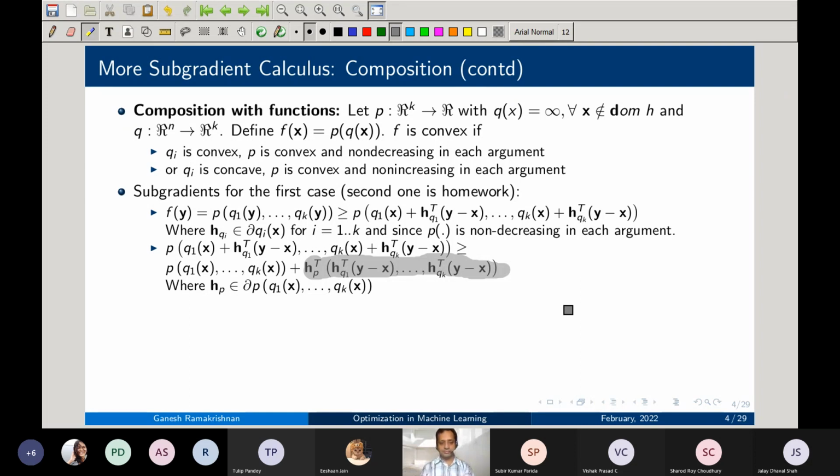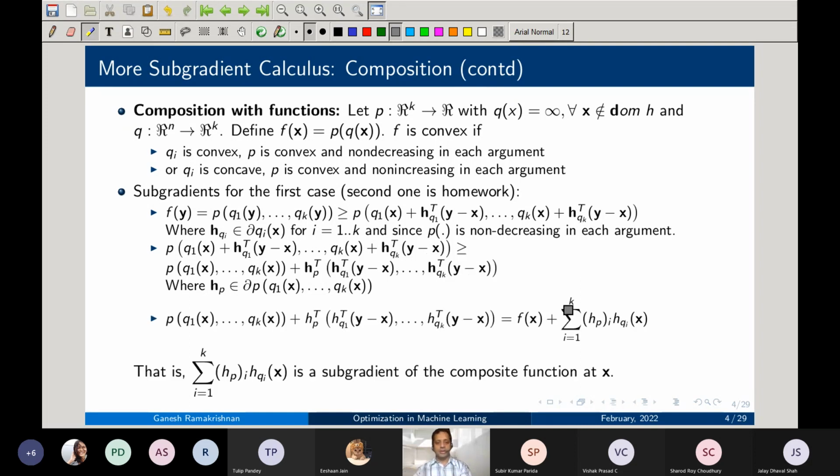Hope this is clear. Okay, so the subgradient is basically this: h_p_i, the ith component from here, multiplied by the ith component h_q_i. This is a subgradient of the composite function at x. Of course, now you have to sum over all the indices. Remember that h_q_i(x) itself is a vector. So we are summing multiple vectors scaled by the weights h_p_i.